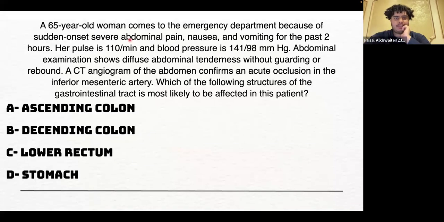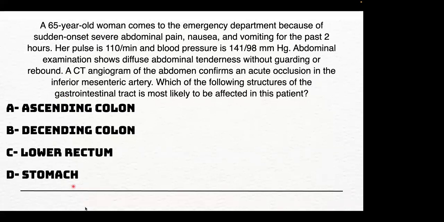Okay, a 65-year-old woman comes to the emergency department because of sudden onset of severe abdominal pain, nausea, and vomiting for the past 2 hours. Her pulse rate is, as you see, the question is very long. You'll see what's significant to us. The pulse rate is 110, blood pressure was 141/98, abdominal examination showed diffuse stomach pain, and so on. A CT angiogram of the abdomen shows an occlusion in the inferior mesenteric artery. Which of the following structures in the GI tract is most likely affected in this patient?